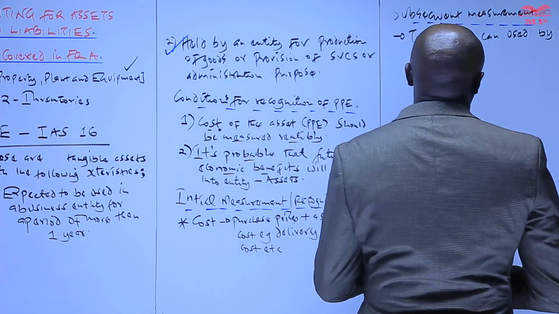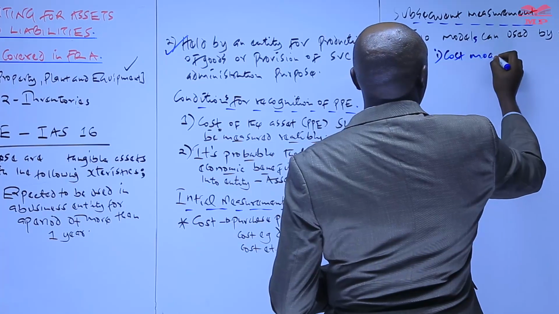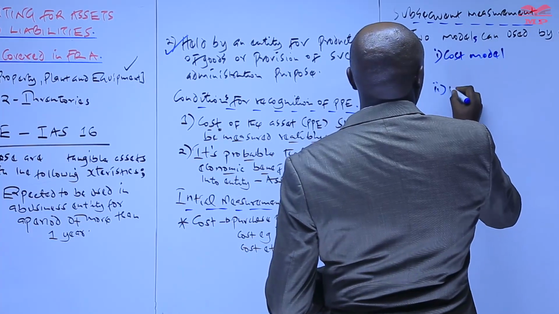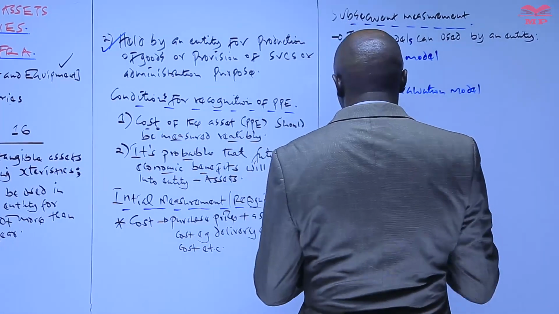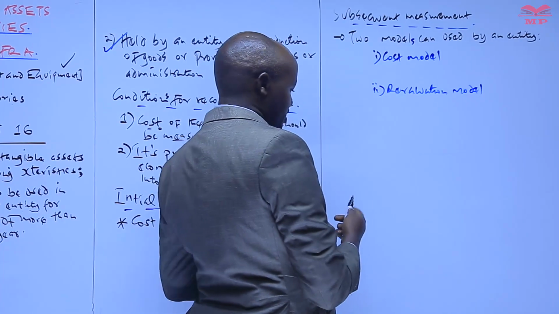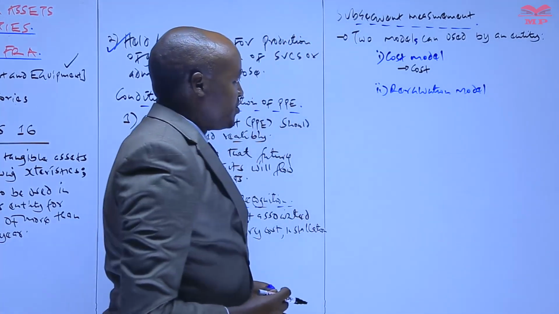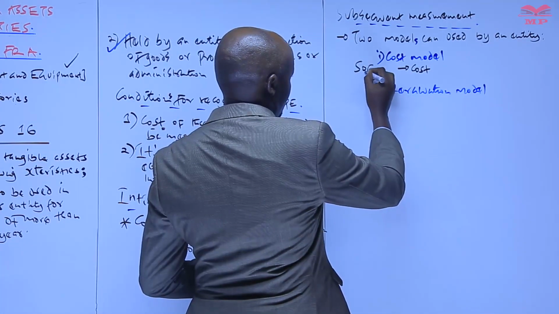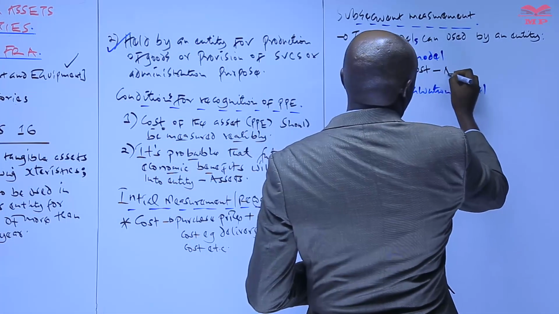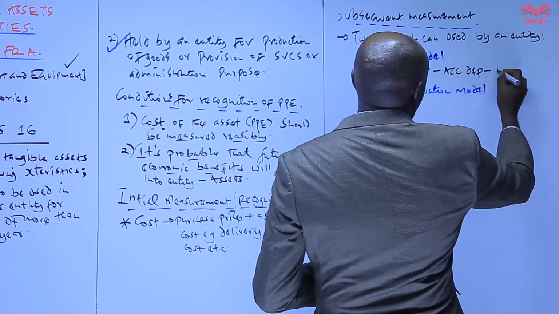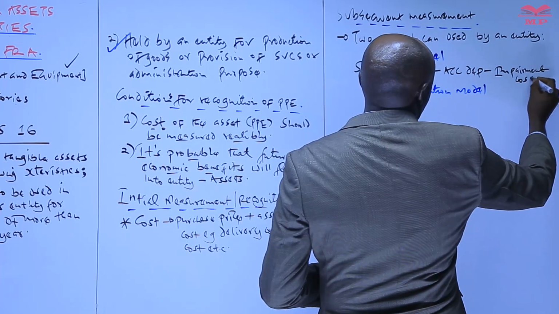So which are those two models? Number one, we have the cost model. And number two, we have the revaluation model. So under the first model, which is the cost model, the asset will be recorded in the statement of financial position at the end of each year at their cost, minus any accumulated depreciation, minus any impairment loss.